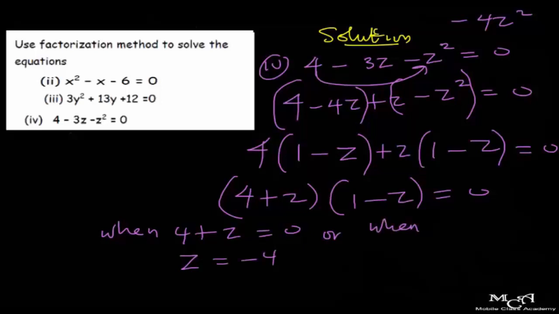Or you can say when 1 minus z is equal to 0, therefore your z, you can take z to the other side. Your z is equal to what? 1. So z equal to what? 1. Okay, so that is the final result for those questions or those examples under the factorization method.